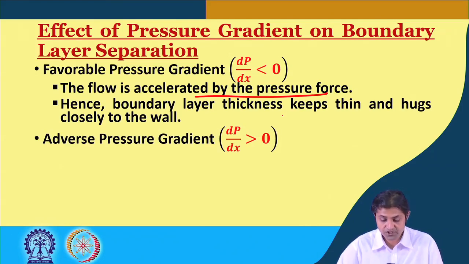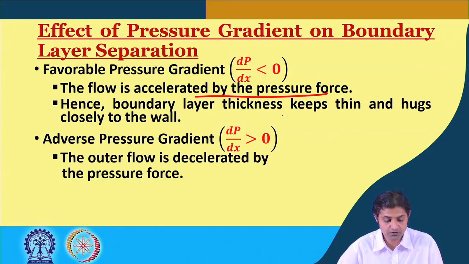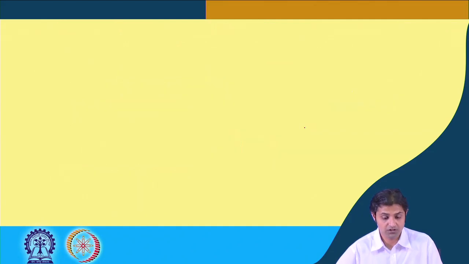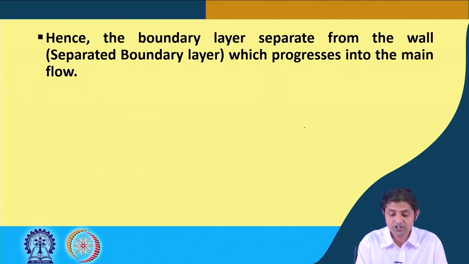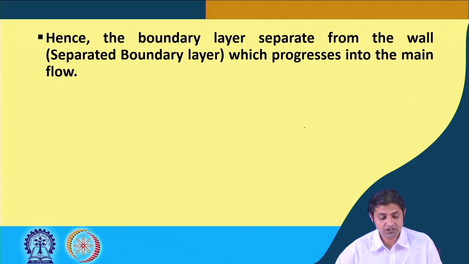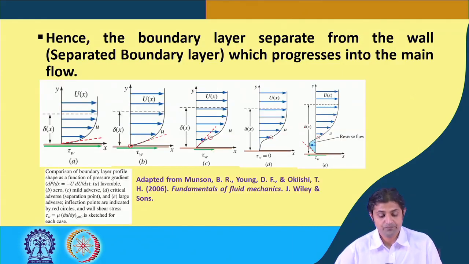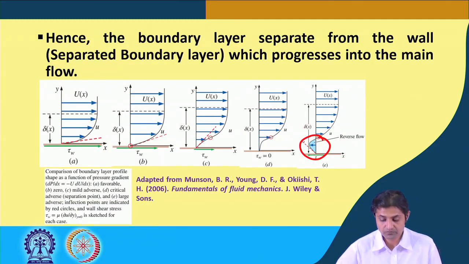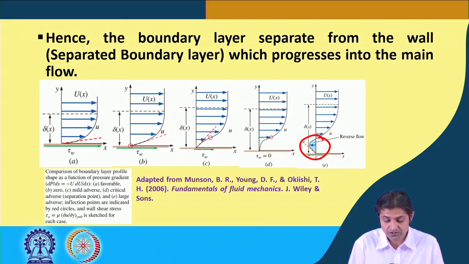However, in adverse pressure gradient, where dP dx is greater than 0, the outer flow is decelerated by the pressure forces, because the pressure forces act in the opposite direction. In that case, the boundary layer is usually thicker and does not remain very close to the wall. Therefore, the boundary layer separates from the wall, which progresses into the main flow, and this is the flow reversal. You see, this is the point of separation.